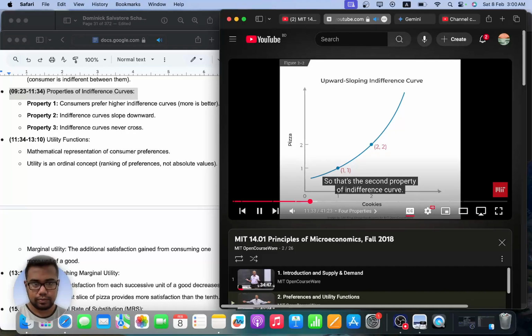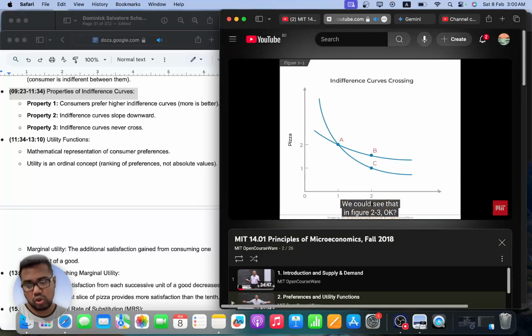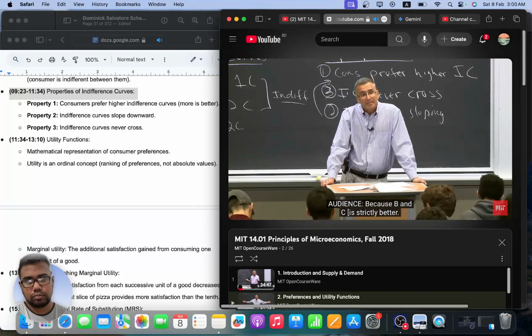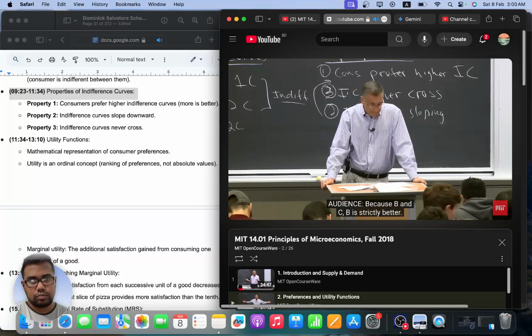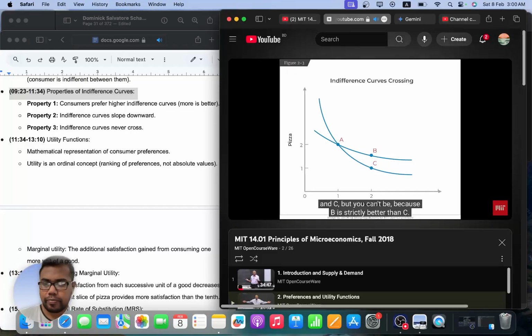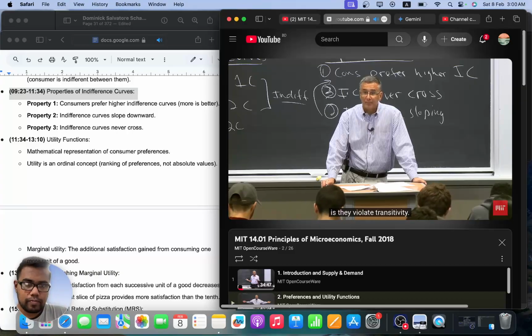The second property of indifference curves. The third property of indifference curves: they never cross. Okay? We can see that in figure 2.3. Someone else tell me why this violates the properties I wrote up there, indifference curves crossing. Yeah? What's that? Because B is strictly better than C, that's right. But they're also both on the same curve as A. So you're saying you're indifferent with A for both B and C, but you can't be because B is strictly better than C. So it violates transitivity. So the problem with crossing indifference curves is that they violate transitivity.